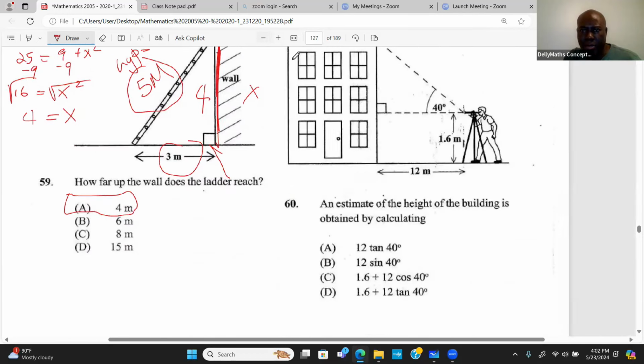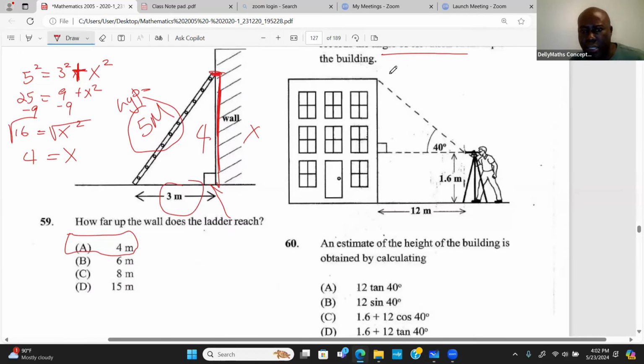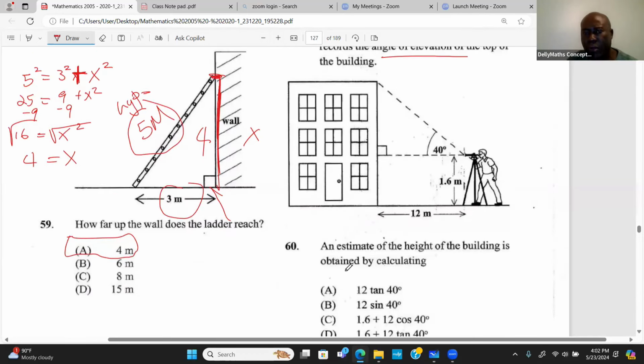Let me minimize this a little bit. All right, so let us see if we could work this question out right now. What does the question want? It says an estimate of the height of the building is obtained by what? Okay, so basically, I'm going to take the height of the person into consideration at the end. So when I work out my height based on the height of the person, I'm going to have to add this distance to my value.